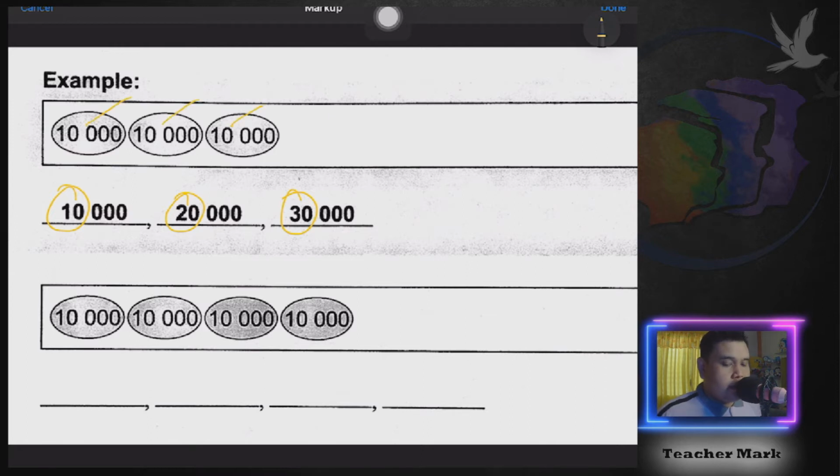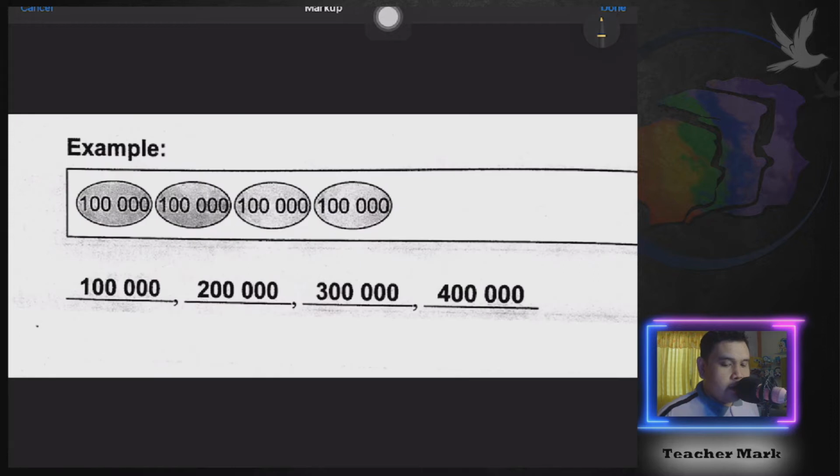Okay, doing the next given example, we have 4 units of 10,000. All you have to do here is to skip count the value. So that's 10,000, 20,000, 30,000, and what goes next is 40,000. In this case, if you can see, it's basically just the same approach.